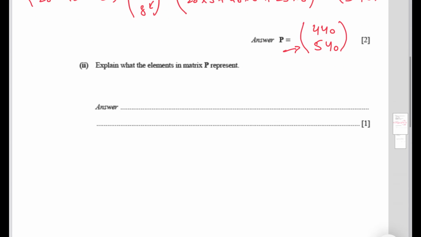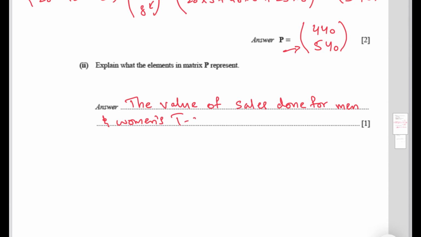So let's write the statement over here. It represents the value of sales done for men and women's t-shirts by Anya. Okay, I hope this was simple enough.